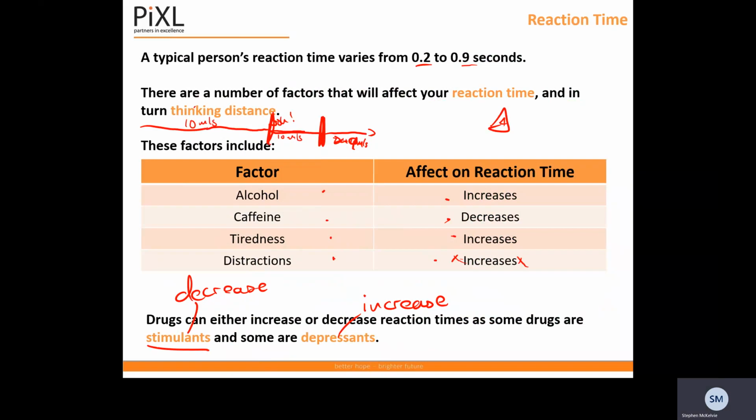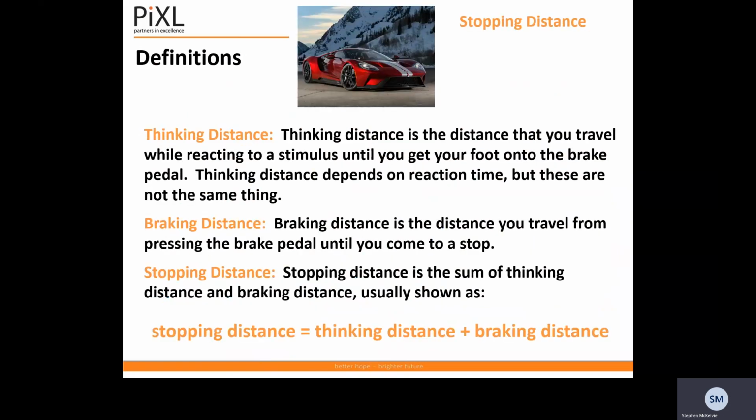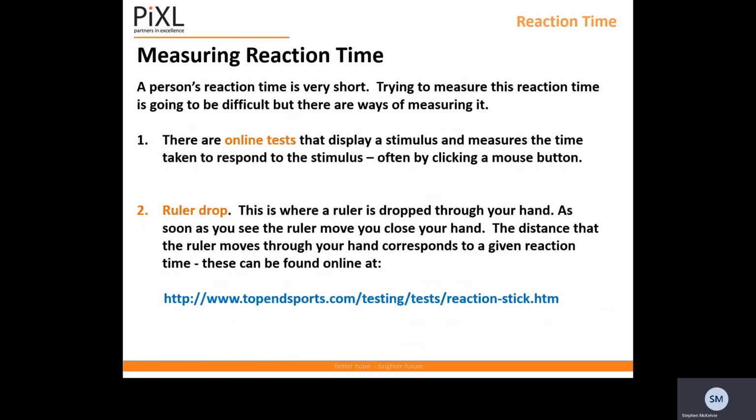A person's reaction time is very short. To measure reaction time, you can do online tests that display a stimulus and measure the time taken to respond to it, often by clicking a mouse button or a spacebar. The ruler drop experiment is where we drop a ruler through your hand. As soon as you see the ruler move, you close your hand. The distance the ruler moves through your hand corresponds to a given reaction time. You can find those at the website that was just shown.